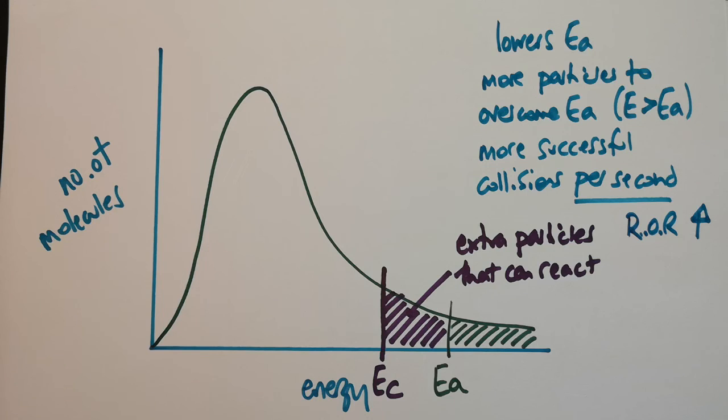Okay, next video we'll look at how we can use the Boltzmann distribution to explain why an increase in temperature affects the rate of reaction. I'll see you then.